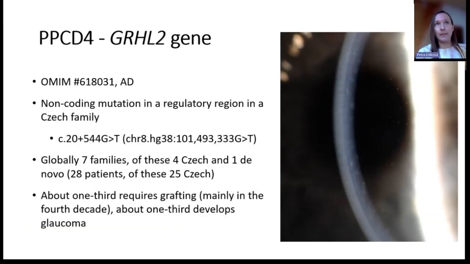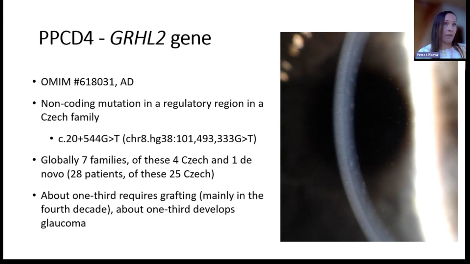So that was PPCD1 and PPCD3, and now we can move to PPCD4. The clinical entity was delineated recently, in 2018, when we identified that it's caused, again, by regulatory mutations, this time in GRHL2. All the genes involved in PPCD, OVOL2, ZEB1 and GRHL2, as you could see in some of the previous images, are actually mutually regulating their transcription, so it all fits. And globally, again, this type is very rare. Globally, 7 families have been described, 4 of them Czech, and now we also have one more, and one of them was de novo.